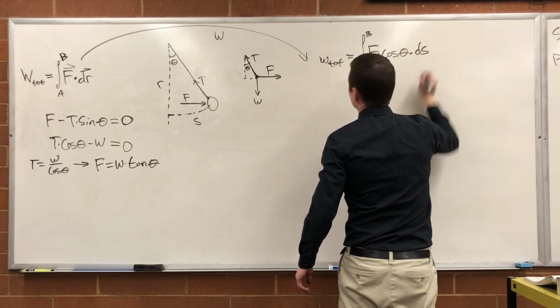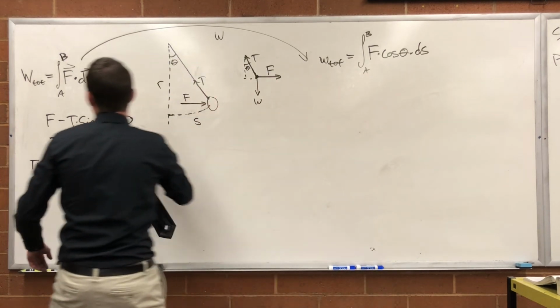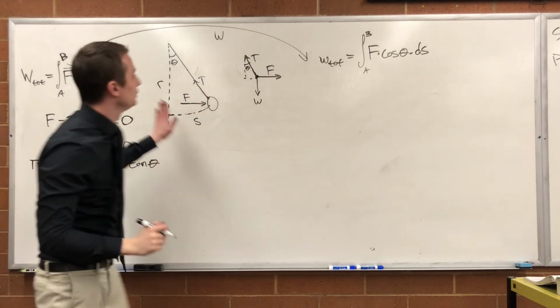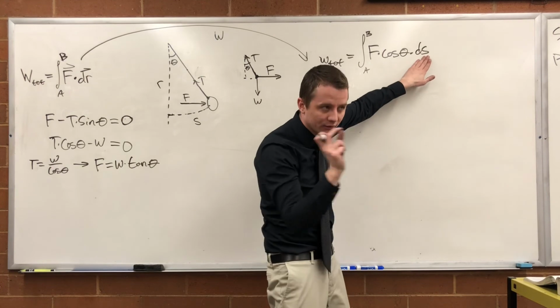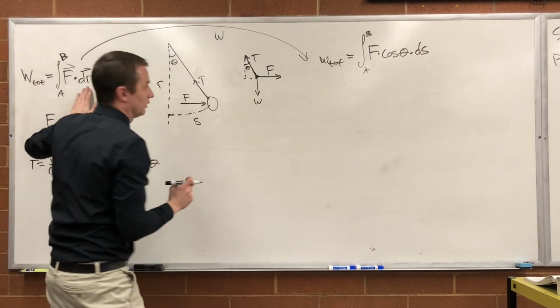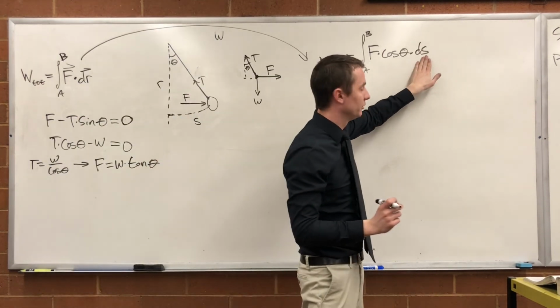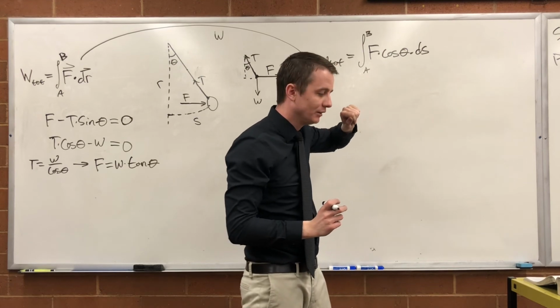I want to use an ds now, because that's a small change in s. So we're going from dr to ds because s is now an arc length rather than just a position vector. It would have been like the magnitude of our position vector. Does that make sense?